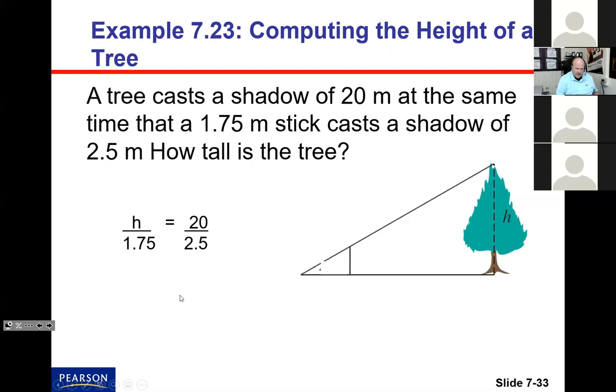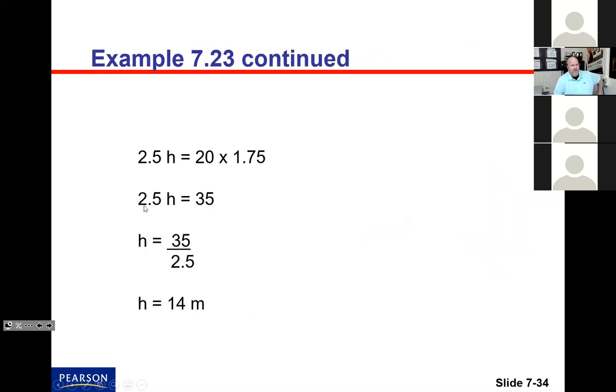So let me see if I did the work here. Right there. So we end up with 2.5h equals 20 times 1.75, right? 20 times 1.75 is 35. We got to get h by itself, so we divide both sides by 2.5. So we find out the height of the tree is 14 meters.